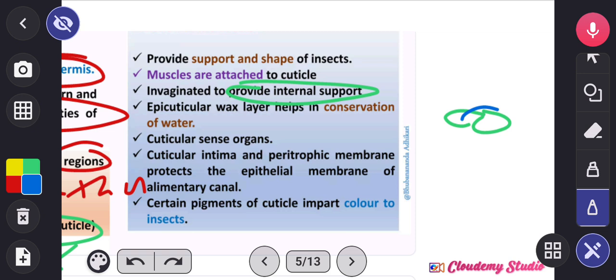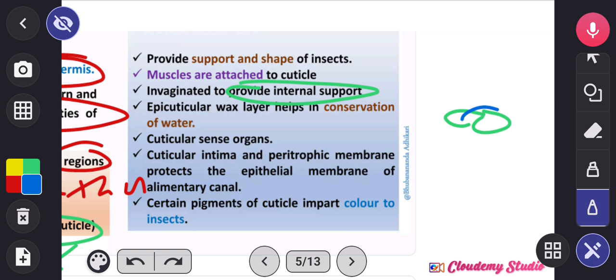Epicuticular wax helps in the conservation of water. It helps them in storing of water, and there's something we call the cuticular sense organ. What is the cuticular sense organ? It is the seta that is in their cuticle, that originates from the epidermis. It acts like a mechanoreceptor. If you have watched one of the videos that I did on arachnids, you will see where I show the seta. It acts as a mechanoreceptor.